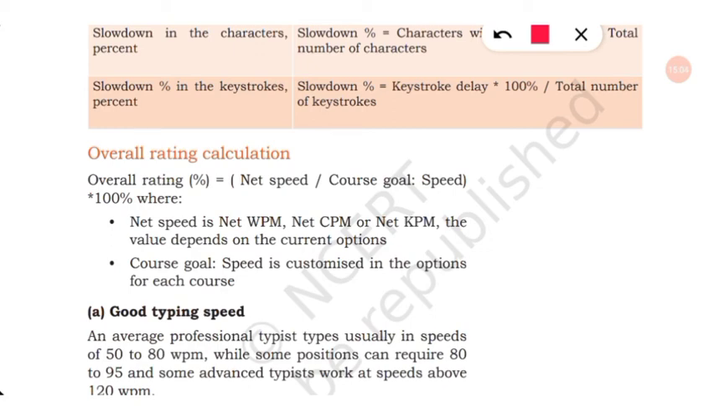Then course goal: this speed is customized in the options for each course. So for each course a customized speed is there, and that is the course goal speed.